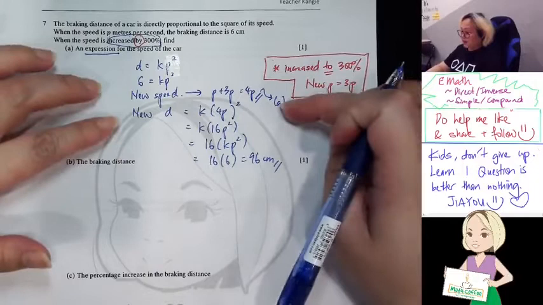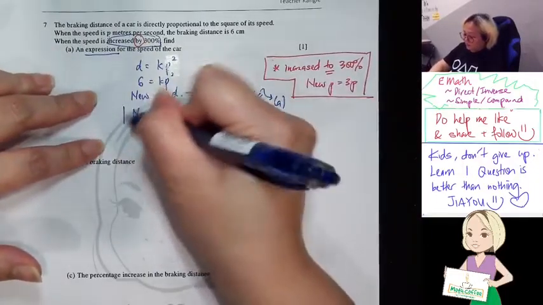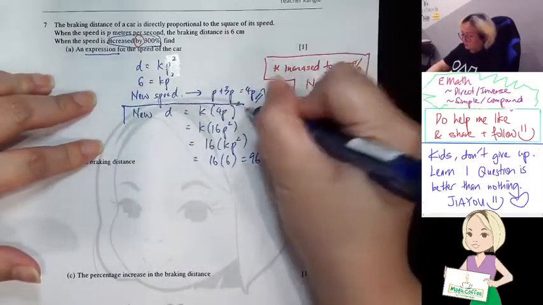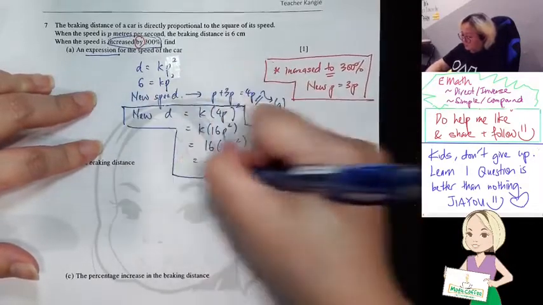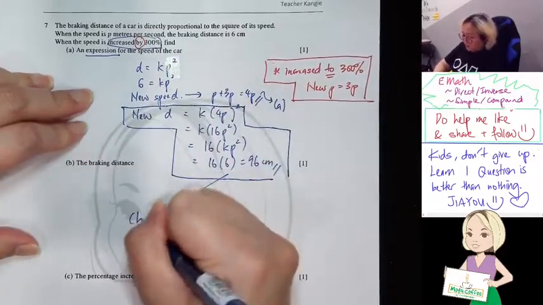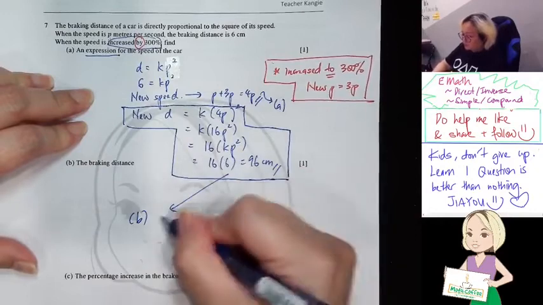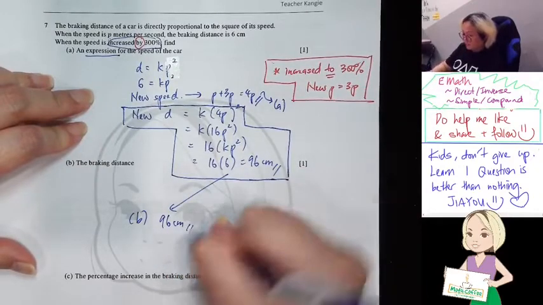Okay, this is part A. This part is for part B. So the part B answer is 96 cm.